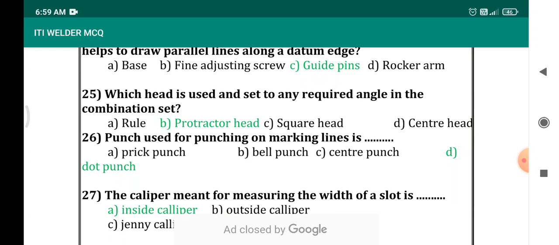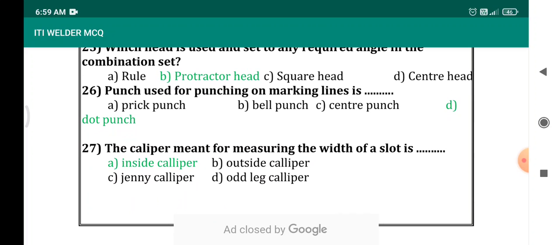Which head is used to set any required angle on a combination set? The head used to set any required angle on a combination set is a protractor head. The angle is set by protractor. So in combination set, the angle is set by protractor head. The punch used for punching and marking lines is dot punch.